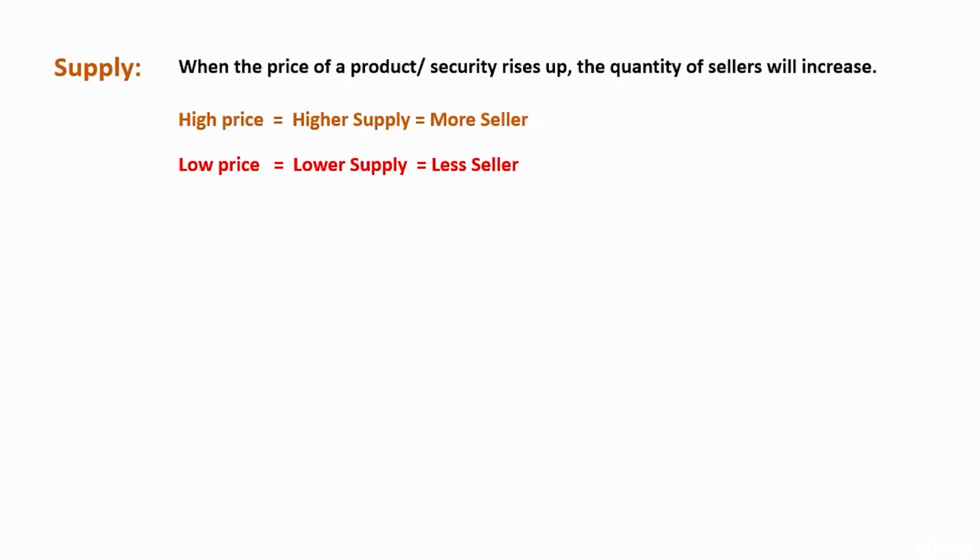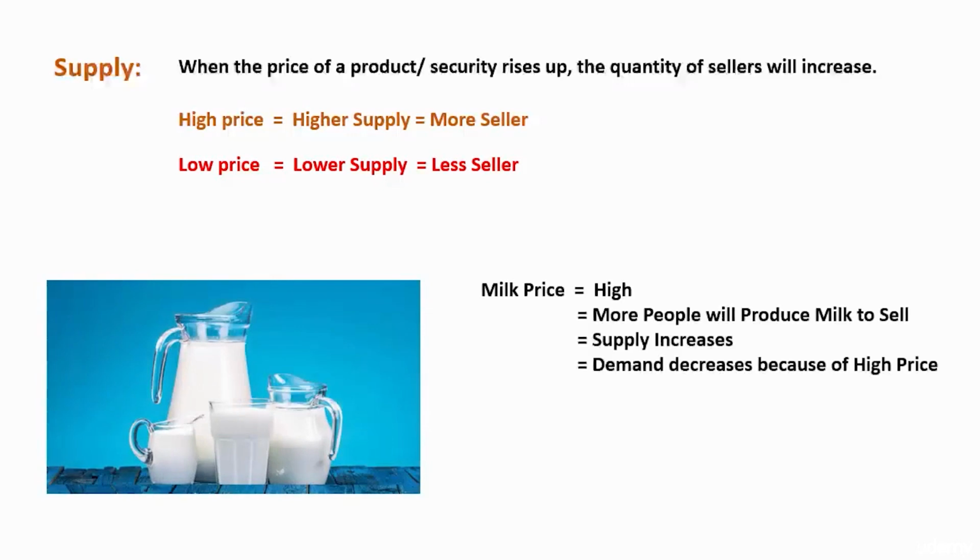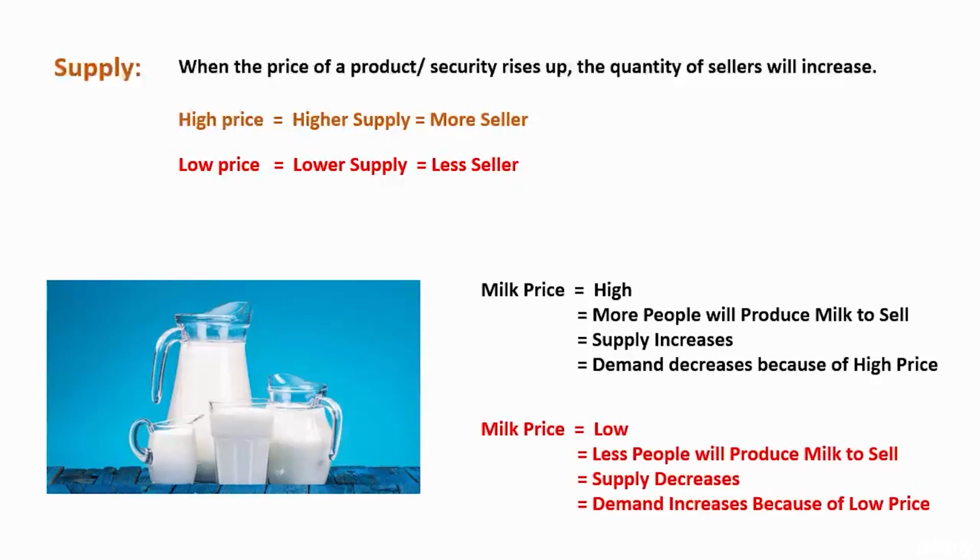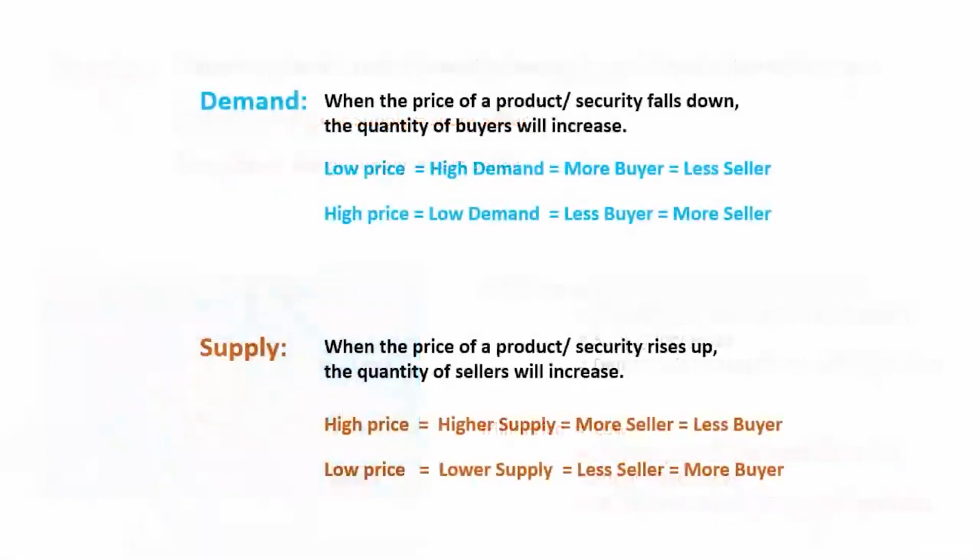For example, if the price of milk becomes high or expensive, then the supply of milk will increase since the farmers would be willing to produce more milk to earn a good amount of money. On the other hand, if the price of milk becomes low or cheap, then the supply of milk will decrease because no one would be willing to produce milk to sell it at the lower price. So that's the basics of the demand and supply theory.